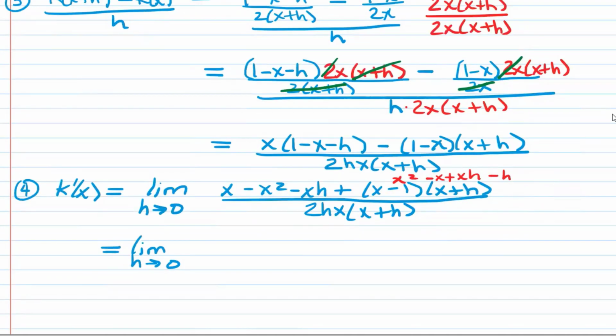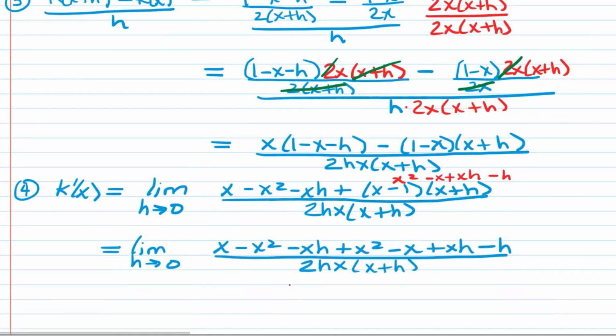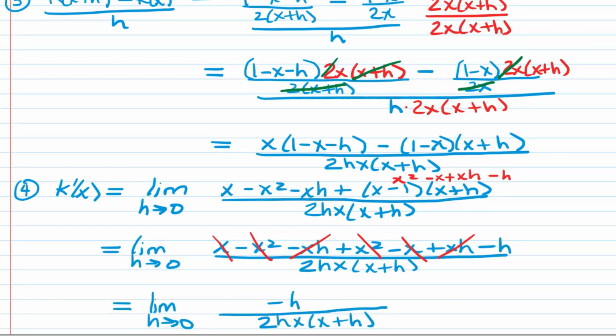Keep copying down that limit there. Okay, we're going to combine like terms. Every term that doesn't have an h in it should cancel if we did everything right. Looks like this one's going to cancel as well. So we're just going to be left with negative h in the numerator. Okay, the h's divide out. So we have the limit as h goes to 0 of -1 over 2x times x plus h.